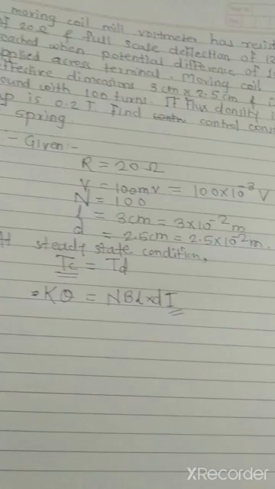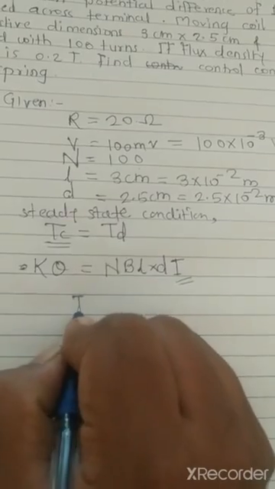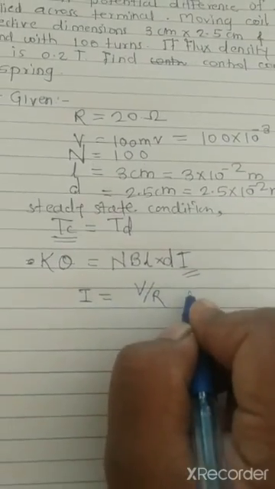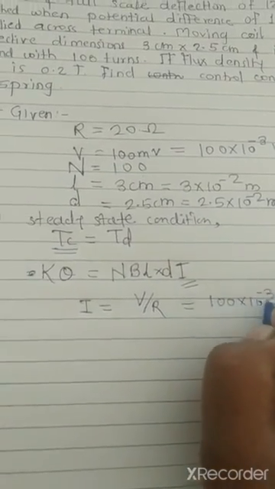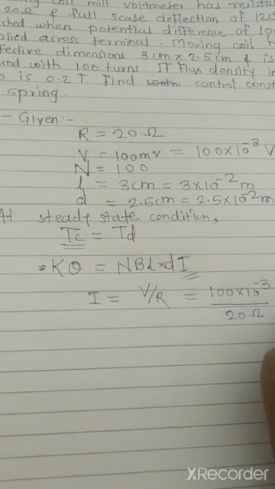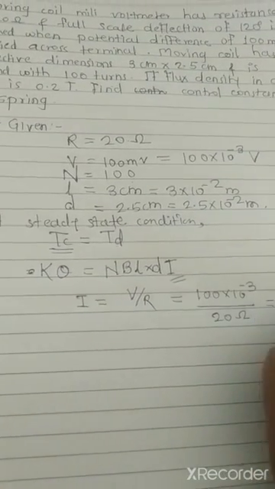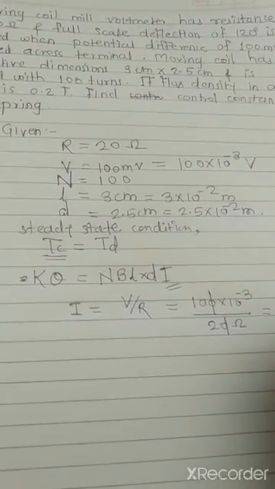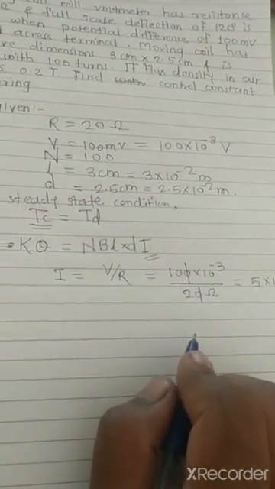First of all, we have to calculate the value of I, and according to Ohm's law, I is equal to V by R. We know V is equal to 100 into 10 raised to power minus 3, divided by R, which is 20 ohm. Then you will get the value of I. I is nothing but 2 5s are 10, so 5 into 10 raised to power minus 3 ampere. This is the value of current I.